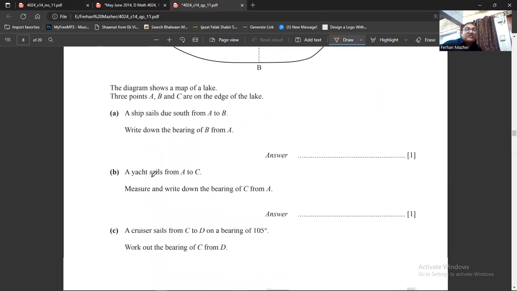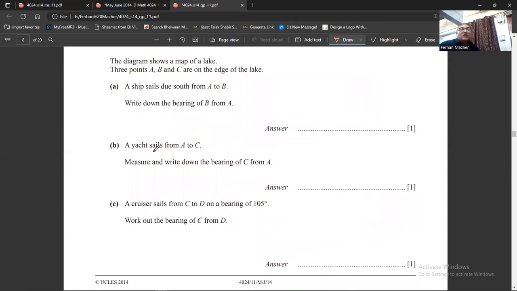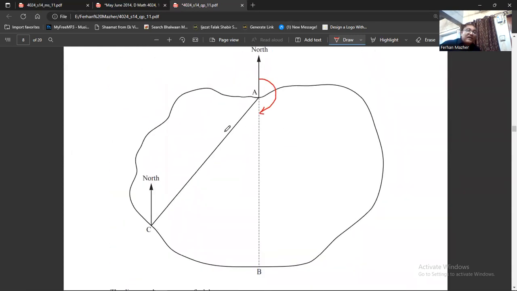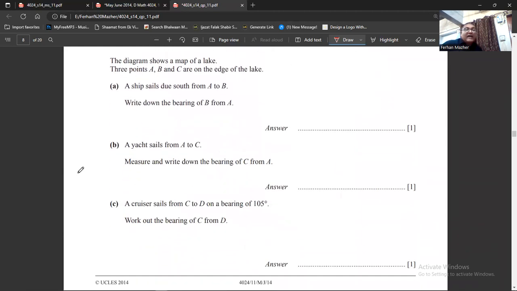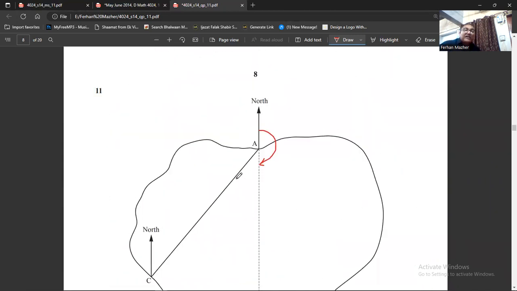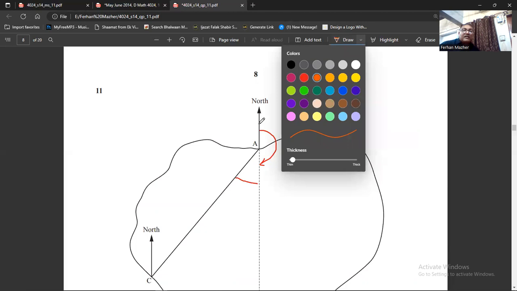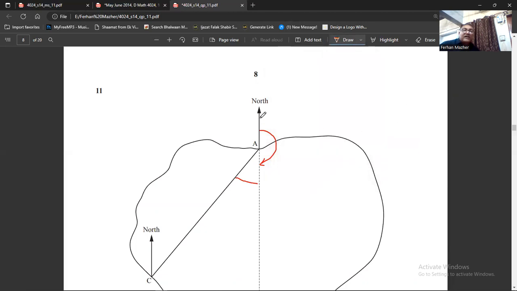Okay. Then their question is, a yacht sails from A to C. Measure and write down, underline this word, measure, and write down the bearing of C from A. So you have to measure this angle. Basically, they are asking you to find out this bearing.